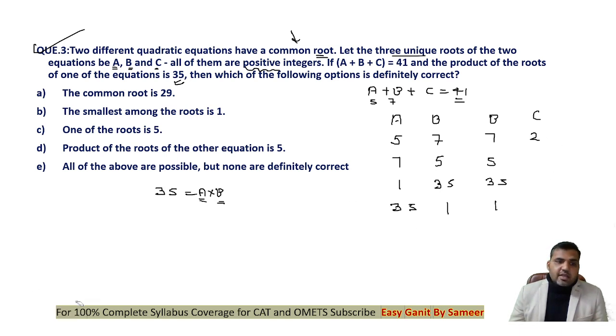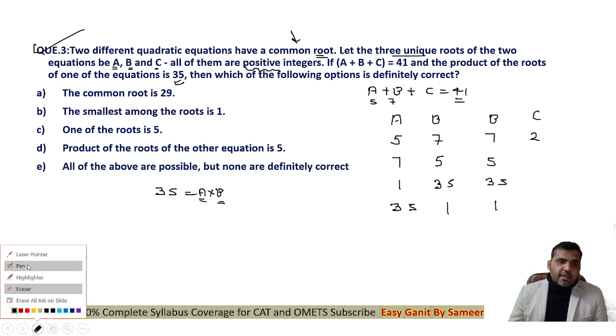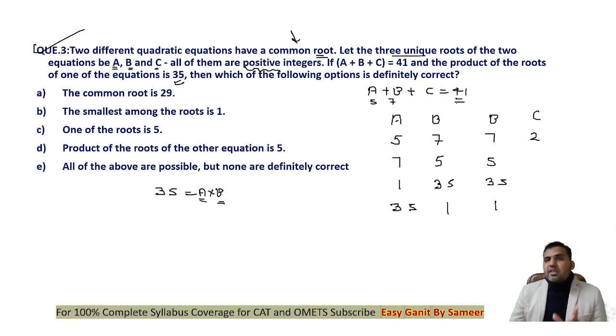Sorry, guys. Let's do the calculation again. A plus B plus C is to be 41. A is 5, B is 7, C would be 29. A is 7, B is 5, C will be 29. A is 1, B is 35, C would be 5. 35, 1, and this would be again 5.